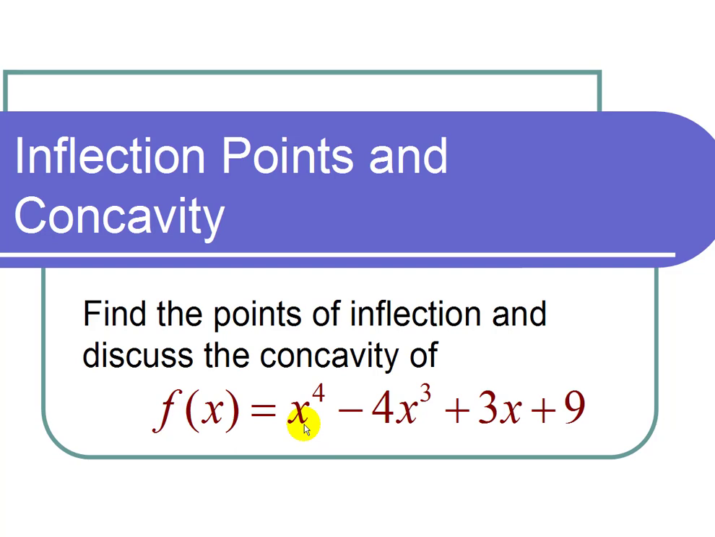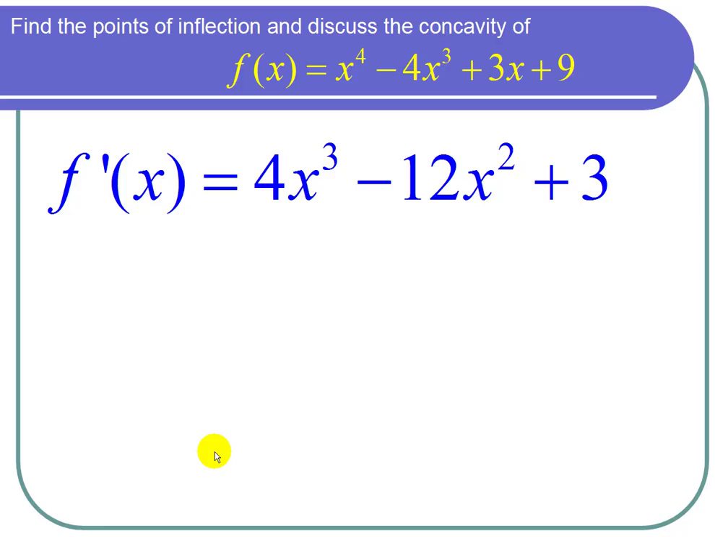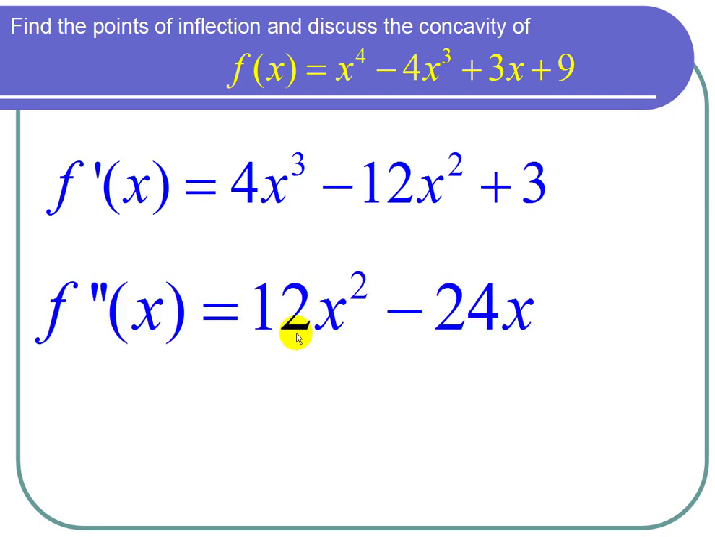First, we find the first derivative, and that's 4x cubed minus 12x squared plus 3. And the derivative of the first derivative is the second derivative. So the second derivative, f double prime of x, is equal to 12x squared minus 24x.